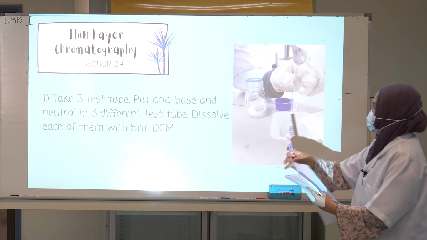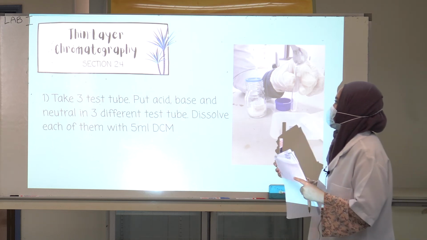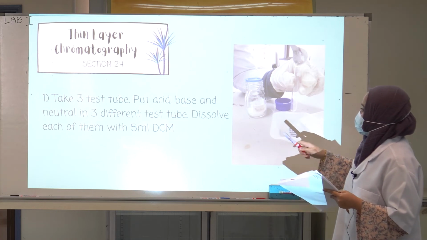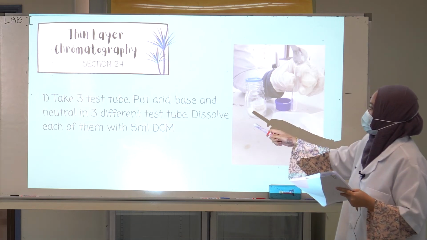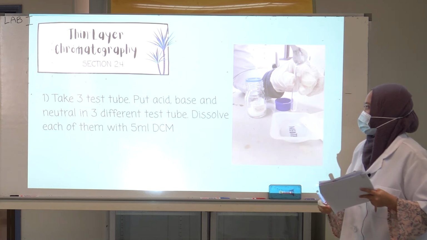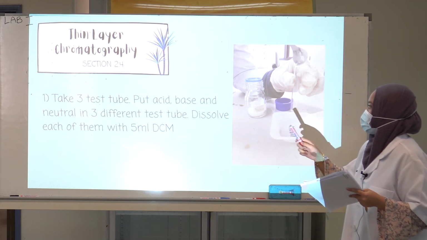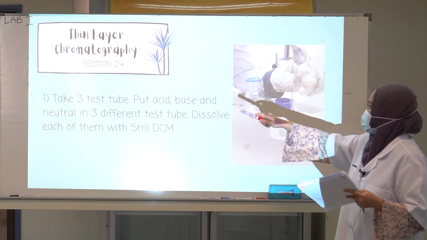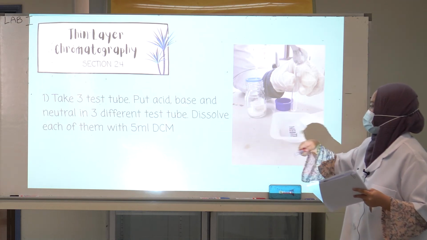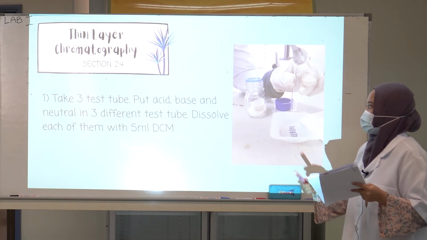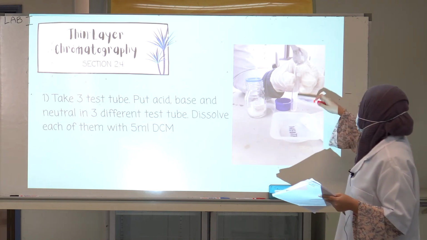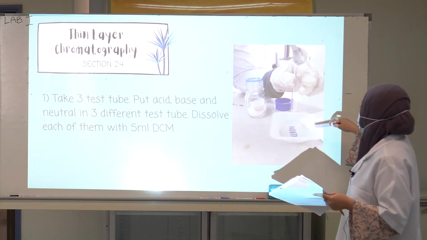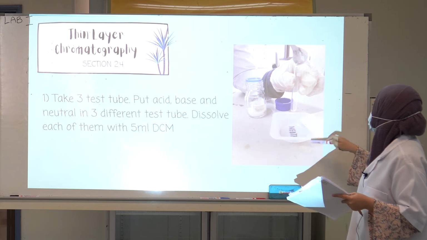Thin layer chromatography. Okay, the next experiment is thin layer chromatography. First, we take 3 test tubes and put acid, base and also neutral in 3 different test tubes, and make sure to label all 3 test tubes so we won't get confused in the future. Then after we put in all the samples, acid, base and neutral, we have to dissolve them in 5 ml DCM.